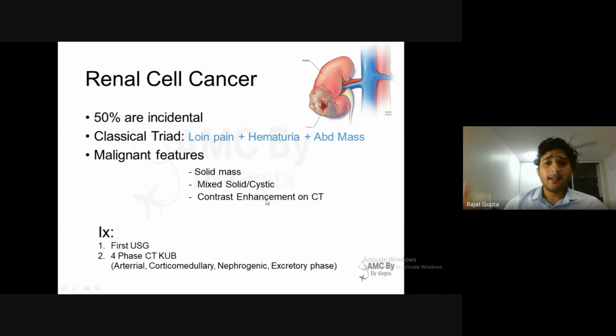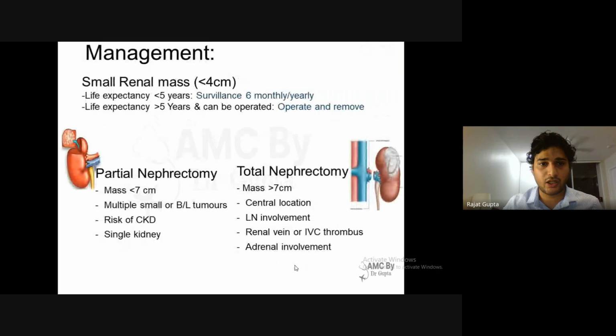So if the patient comes with loin pain, hematuria, and abdominal mass, the first investigation is ultrasound. In this case, the patient already had an ultrasound. We go for four-phase CT KUB. We don't have to memorize these phases, but just for your knowledge, first the contrast goes to the arteries, then the corticomedullary junction, then the whole kidney, and then the excretory system. So these are the four phases of CT KUB.